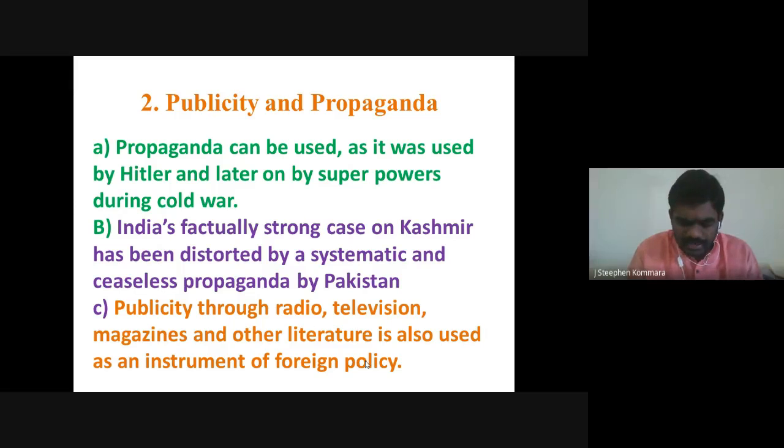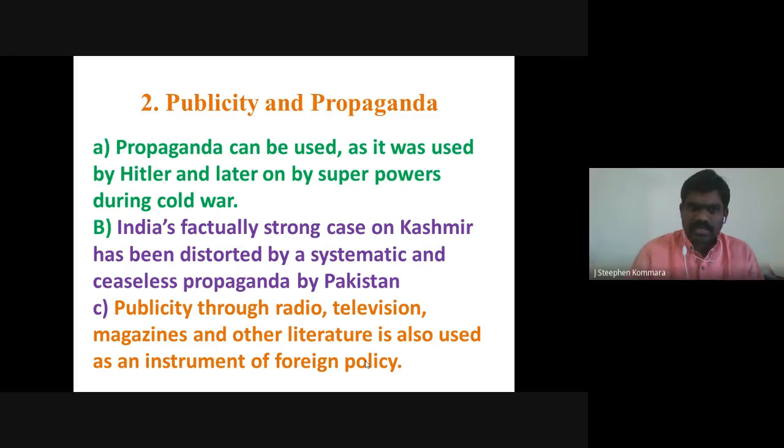Okay, and then publicity through radio, television, magazines, and other literature is also used as an instrument of foreign policy. It is the best instrument of foreign policy. So publicity and propaganda is the key factor of the instrument of foreign policy.